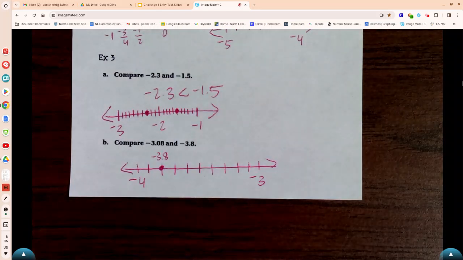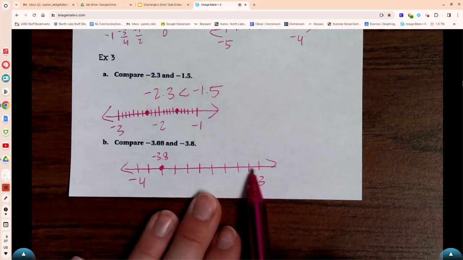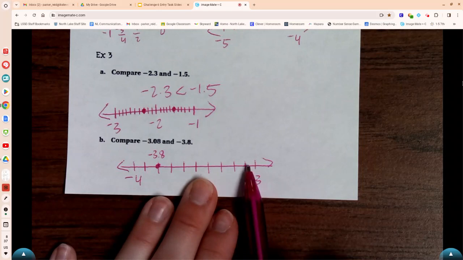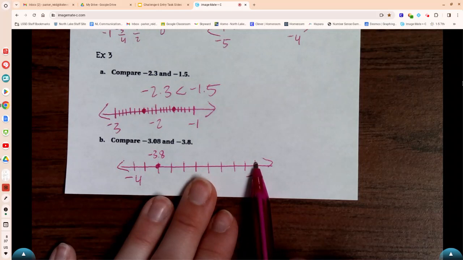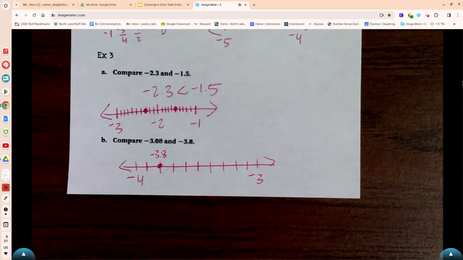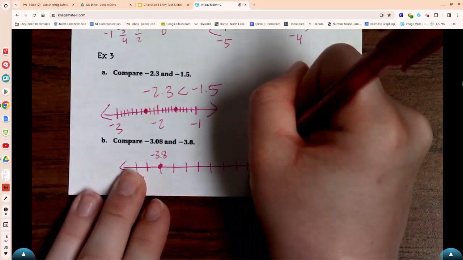Where does negative 3.08 fall? I don't have an exact tally mark for it, but where would it fall in between? Shelby? Yeah, it would fall in between here, and then can somebody else tell us, do you think it'd be closer to the negative 3 or closer to the negative 3.1? Where would it be a little closer to? Mia? Yeah, because if you think about rounding, that's almost to negative 3.1. So I would put it like about there.